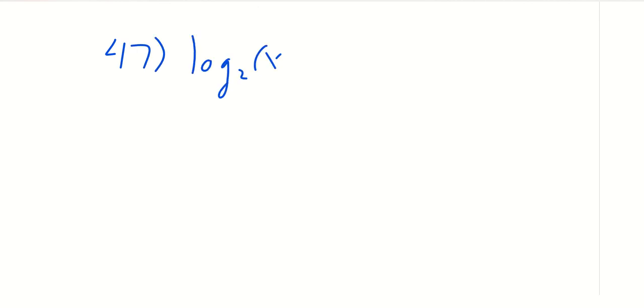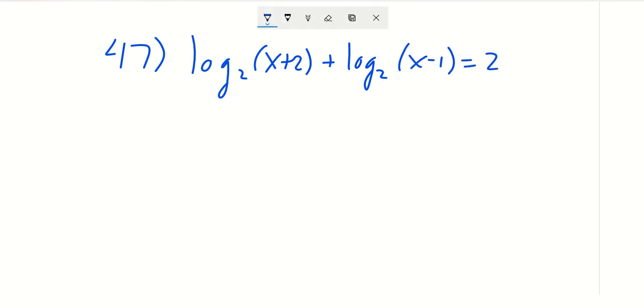Let's take a look at 47. In 47, we have log base 2 of x plus 2 plus log base 2 of x minus 1 equals 2. For this particular equation, it's a log equation where we only have logarithms on the left-hand side.